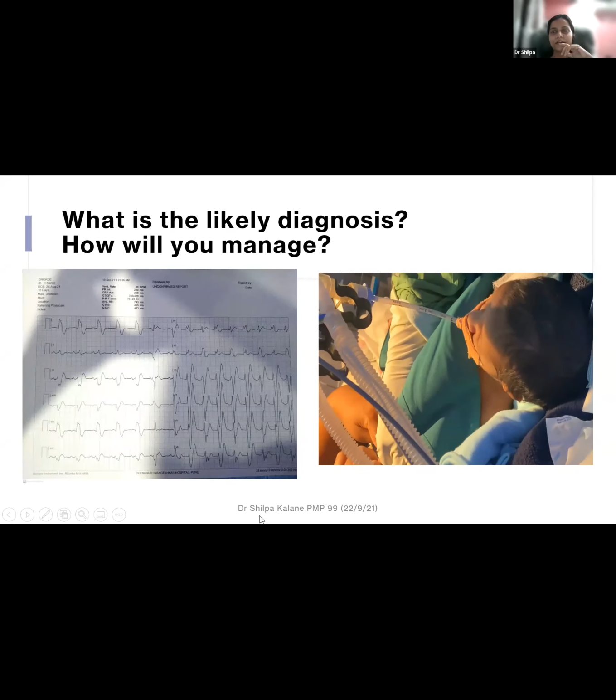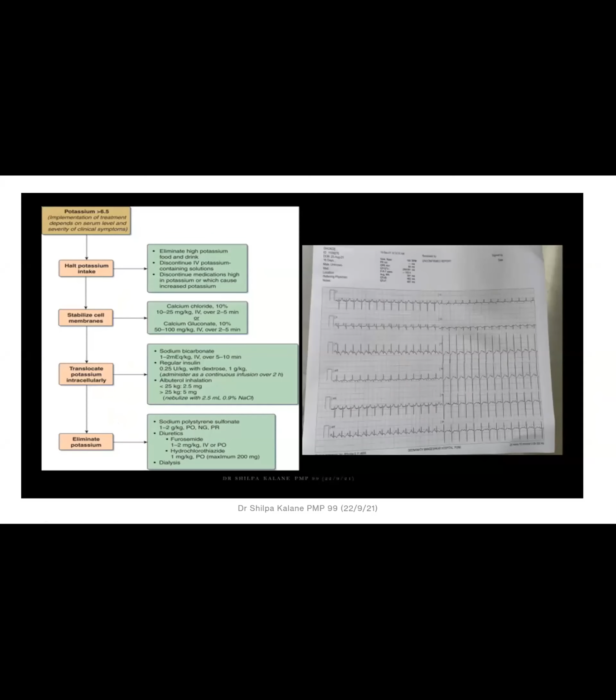What electrolyte abnormality happens in CAH? They are mentioning hyperkalemia. Hypokalemia. So what are the ECG findings in hyperkalemia? They're writing wide QRS and tall T waves. Right, and sine wave in severe hyperkalemia.